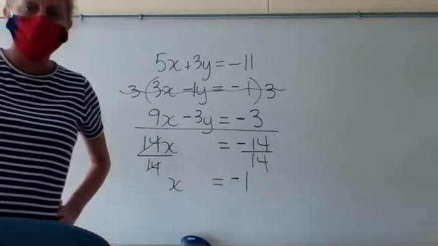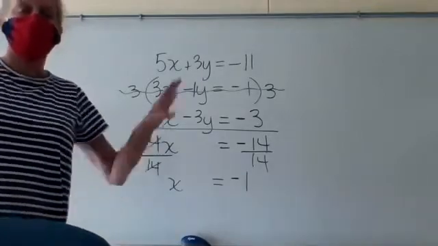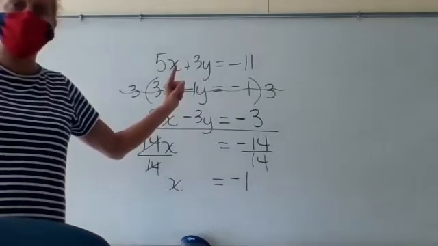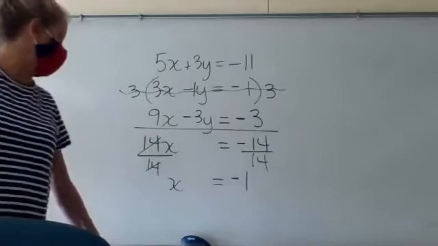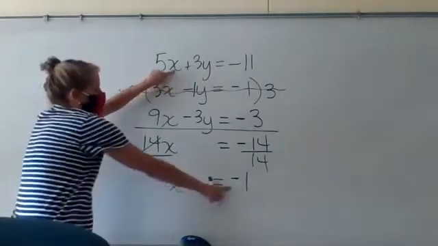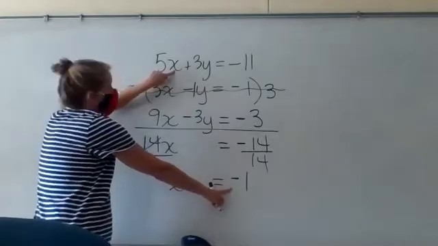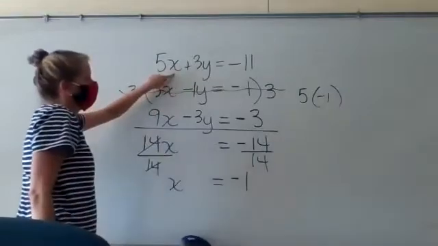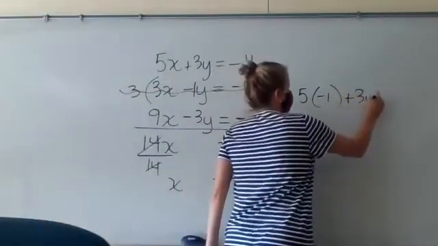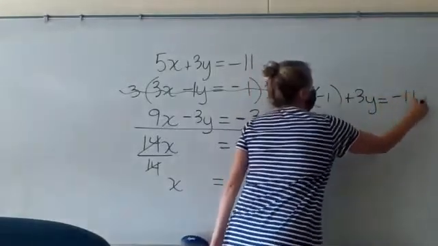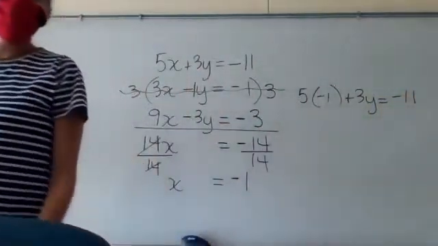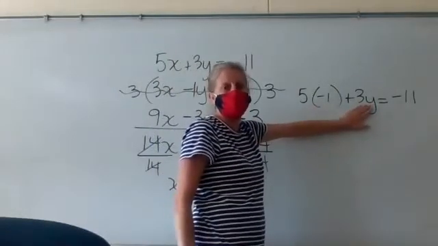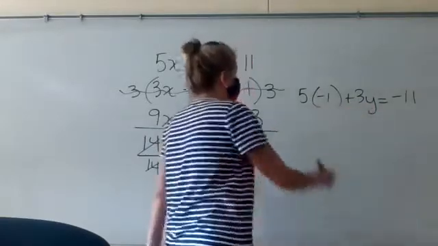Now remember, once you get your x, you have to take it back up to this very top equation and put it in that spot to solve for y. So I'm going to go up here where I see this x, and put a -1. Let's see what that does to this equation: 5 times -1 plus 3y equals -11. Now that you've replaced the x with a number, the only unknown is the y. So that's what you're going to solve for.